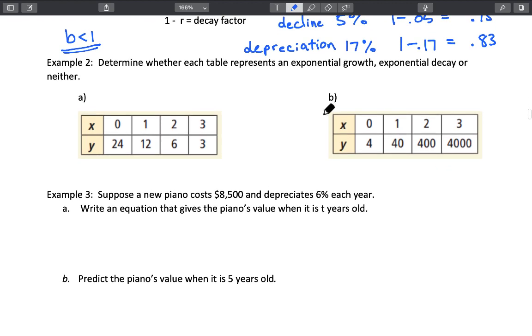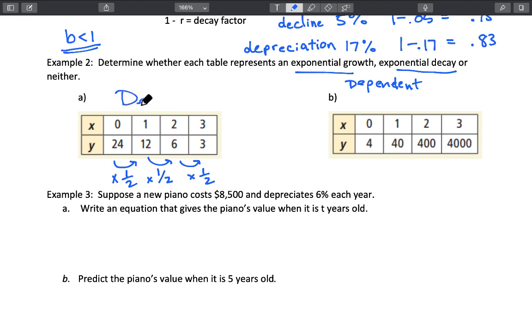So in example 2, we want to determine whether each table represents exponential growth or exponential decay. And our little hint here is to look at our y values. What's happening to our dependent value as our independent value is changing? So here our y values look like they go from 24 to 12 to 6 to 3. Our constant percent rate of change is 50%. They're going down by 1/2 each time. We're multiplying by 1/2.